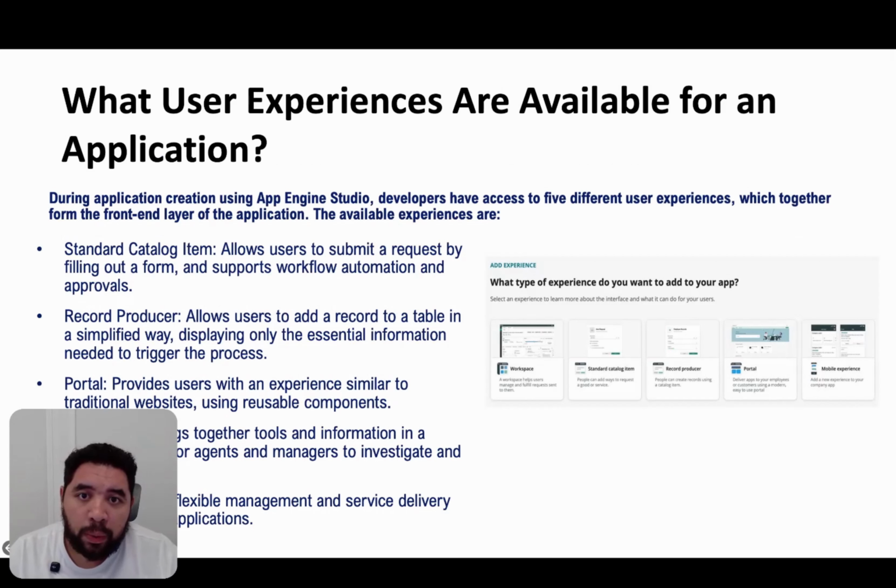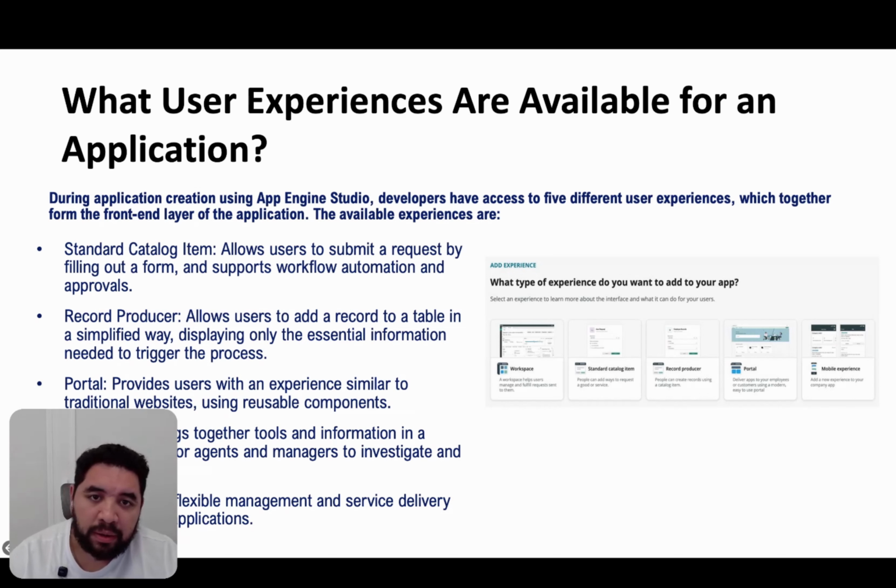So we also can use different experiences in ServiceNow. When building an application using App Engine Studio, you can choose between different user experiences depending on how users will interact with your app. The first option is a standard catalog item. This allows users to submit a request by filling out a form, and it also supports approvals and automated flows, right? It is ideal when users are requesting something, not directly managing records.